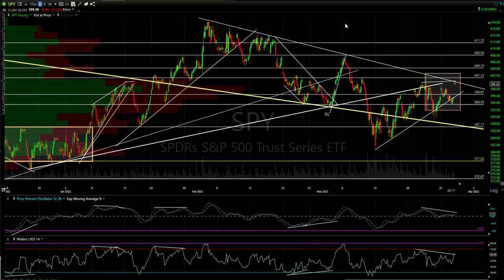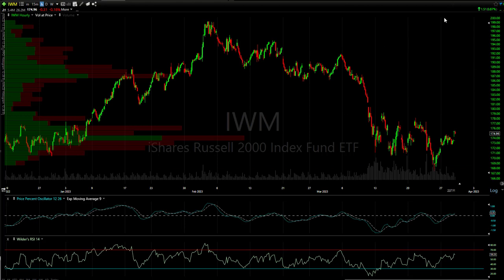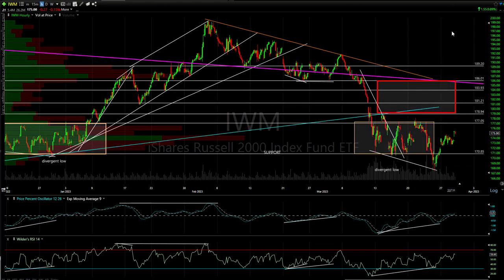What else I want to show you? IWM, the small caps. Unlike the regular S&P 500 and the Nasdaq 100, they also put in a divergent low, just like the equal weighted S&P 500. So I have to point that out. And remember this was support right here, we recovered that. Unless it fails, which if my analysis is correct, this is only going to go so far.